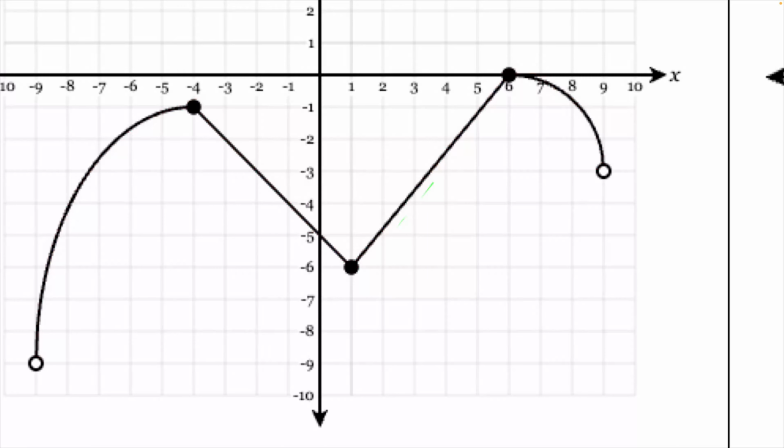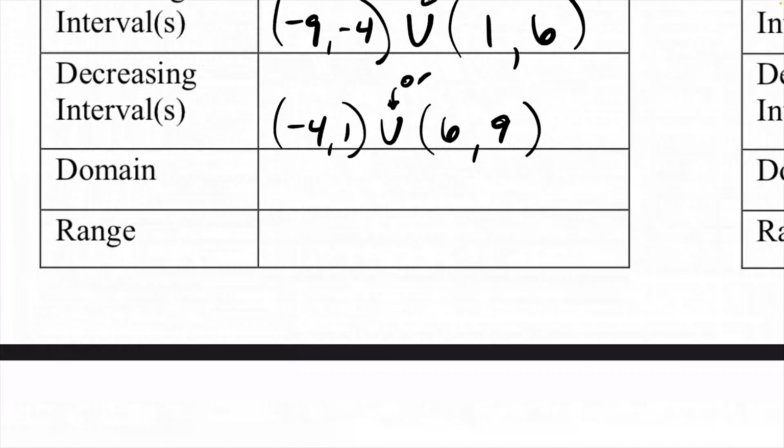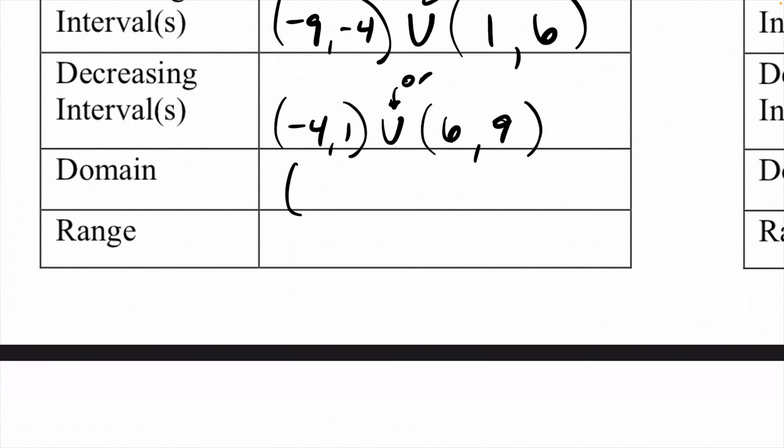Which x value is this? -9. Which x value is this? +9. So you're going to write an interval from -9 to +9. It was continuous. We say continuous. I never needed to pick up my pencil. That's left to right. Range is kind of the same, but top to bottom.